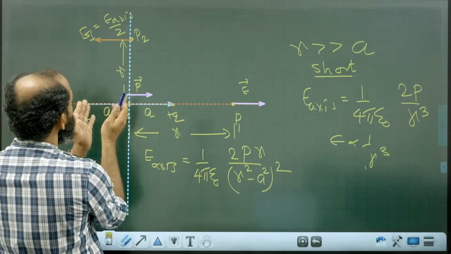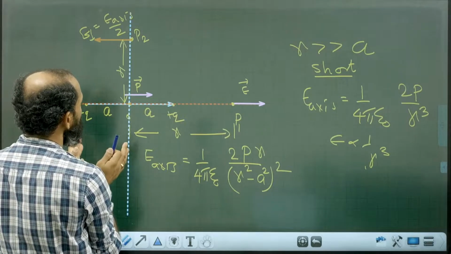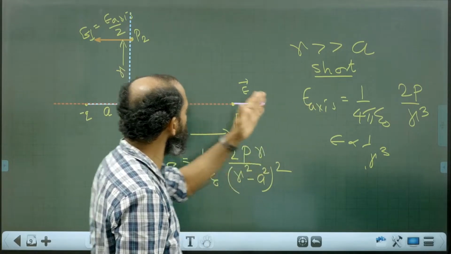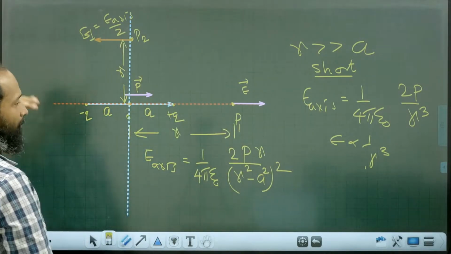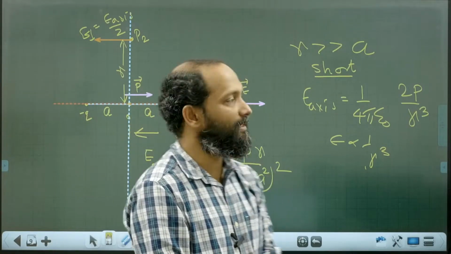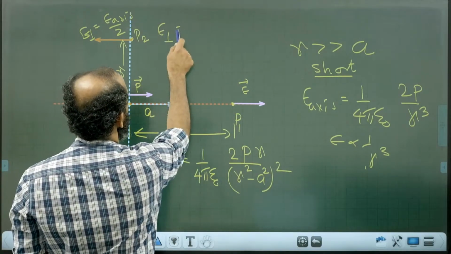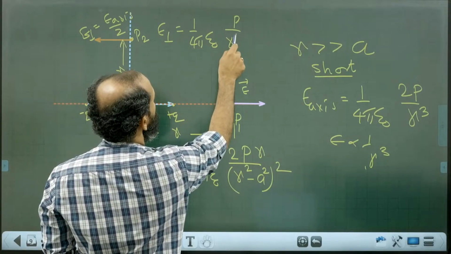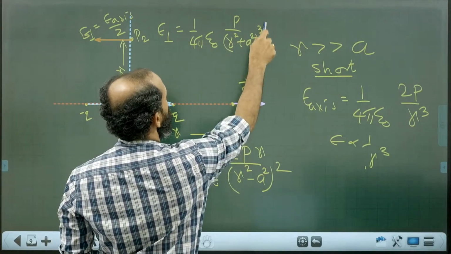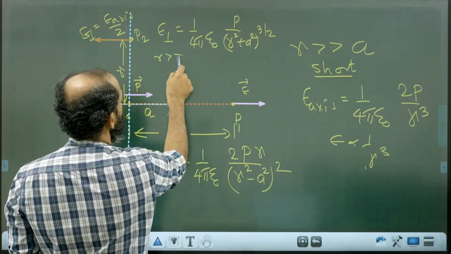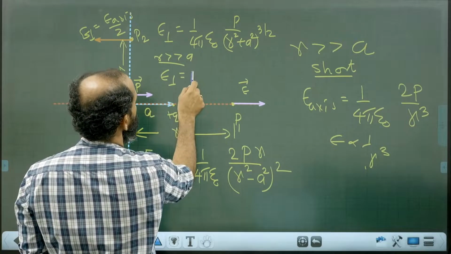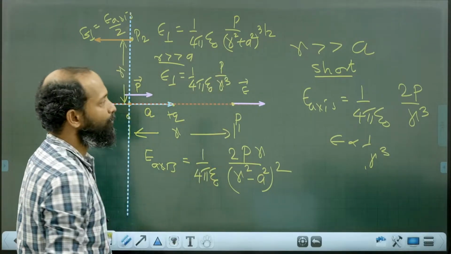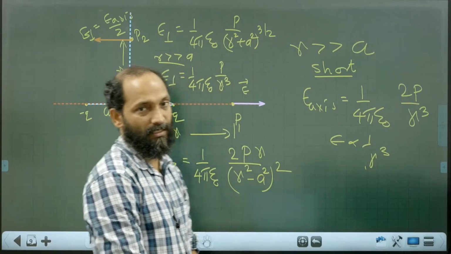Field magnitude is halved, but direction is opposite. So field along the axis is along the moment, field along the bisector is opposite to the moment. Those things are very important. And that field can be written as E bisector, general formula 1 by 4 pi epsilon 0 P divided by R square plus A square all raised to 3 by 2. And for short dipole, E bisector equal to 1 by 4 pi epsilon 0 P divided by R cube, that is half that of the axial field.